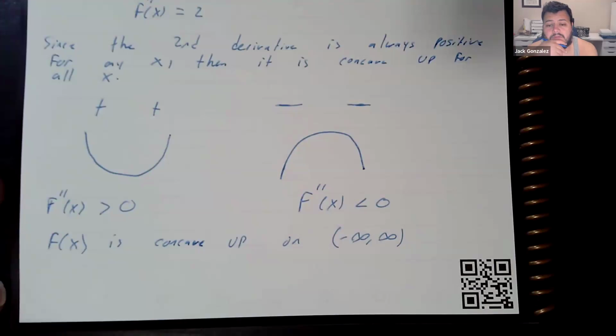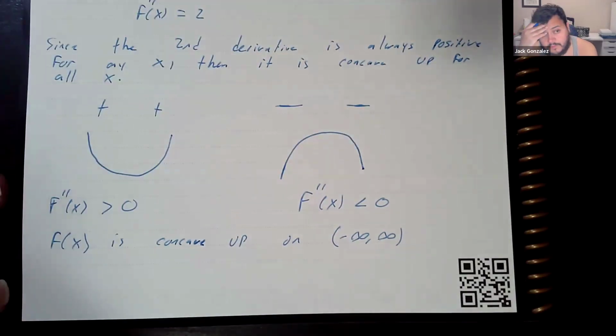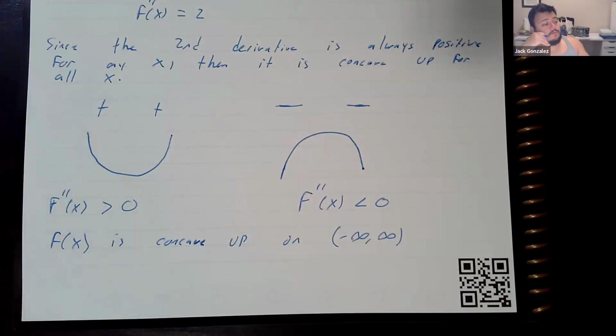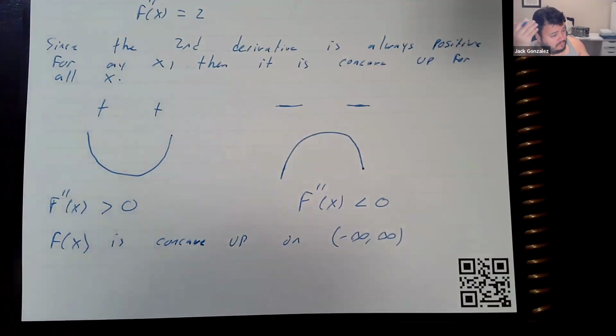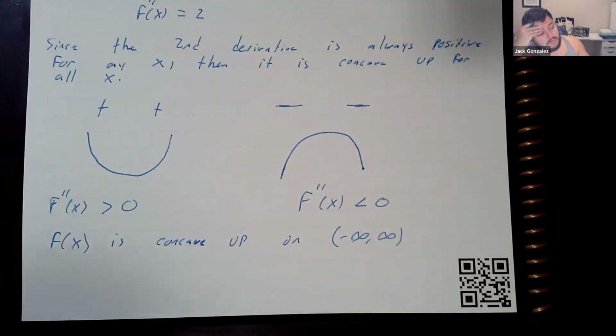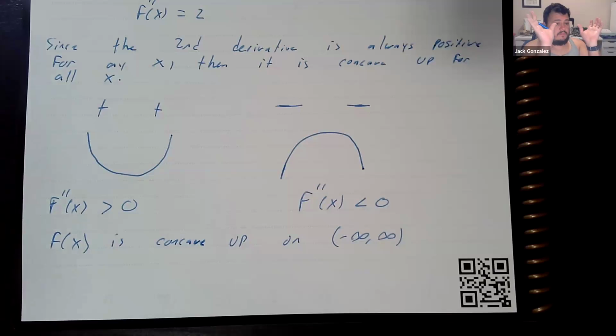Or any point x. So for all points. So let's do something that's more difficult. That way it's a little more interesting and you can kind of process some of these ideas. In this next example, we're going to have a section where it opens up and then another section where it opens down. But any questions on the basics for example one?